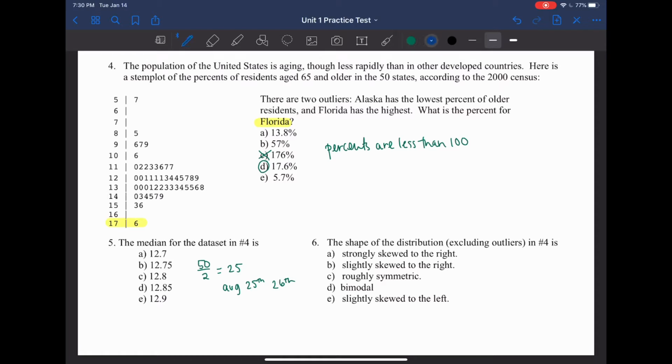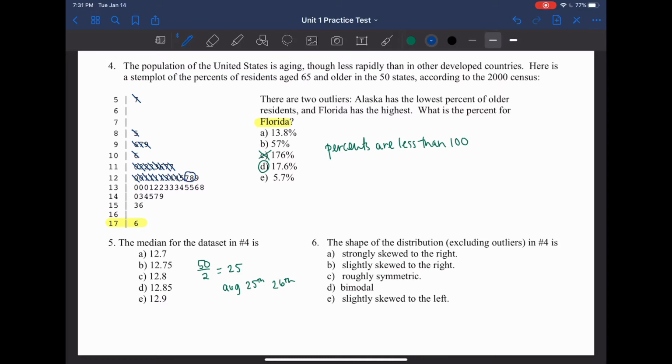So what we're going to do is we're going to count here. 1, 2, 3, 4, 5, 6, 7, 8, 9, 10, 11, 12, 13, 14, 15, 16, 17, 18, 19, 20, 21, 22, 23, 24.